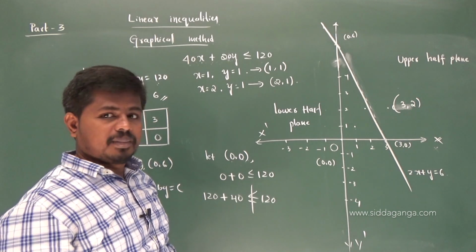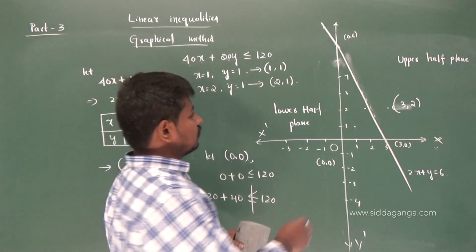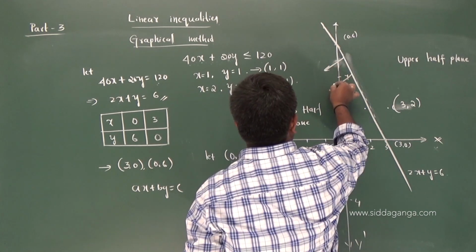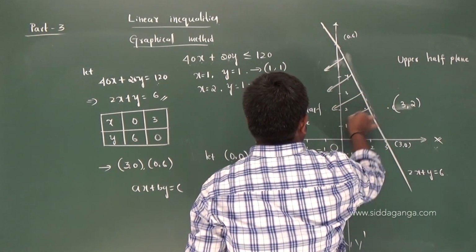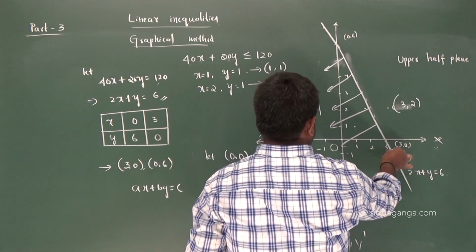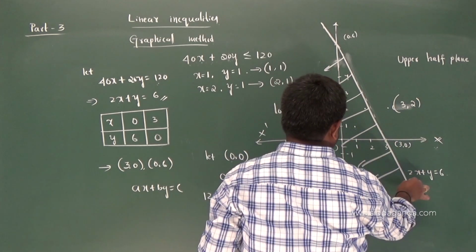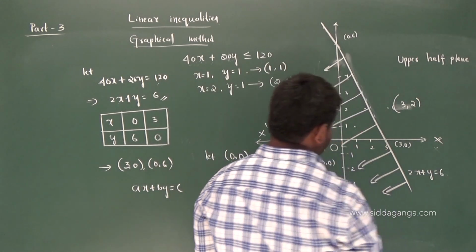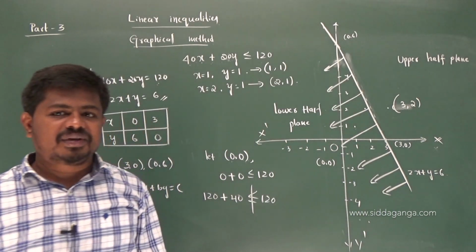Hope you got this, right? So the lower half plane is the solution region. So you have to shade like this. This is the solution region. At last you have to mention, hence the lower half plane is the solution region of the given inequality.